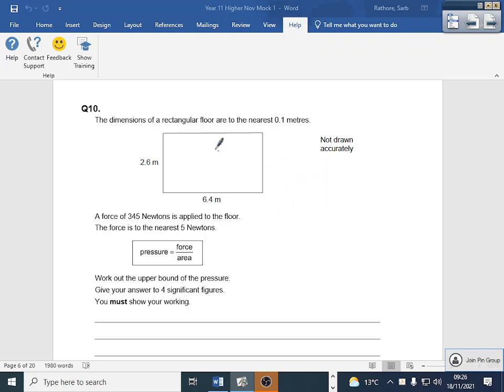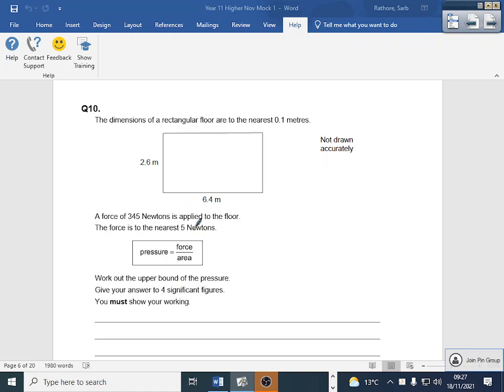Right, so looking at this, you've got the floor here. You've got a force of 345 newtons applied to the floor. The force is to the nearest 5 newtons. Obviously, pressure equals force over area. Now it says work out the upper bound of the pressure. Give your answer to 4 significant figures.